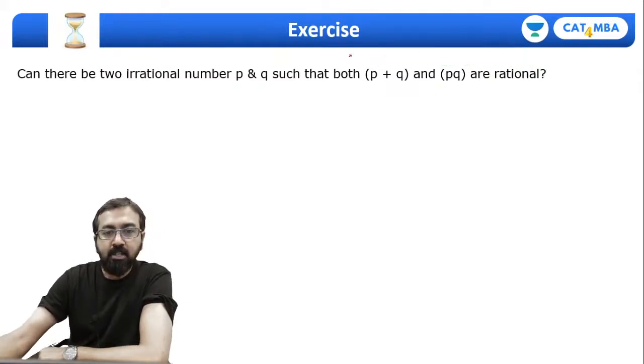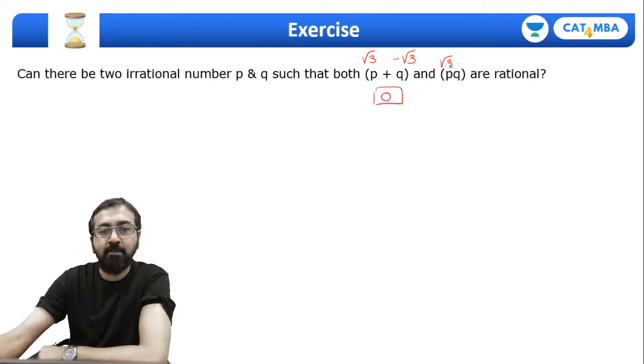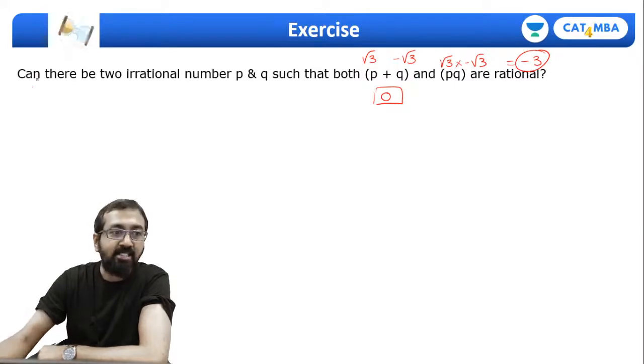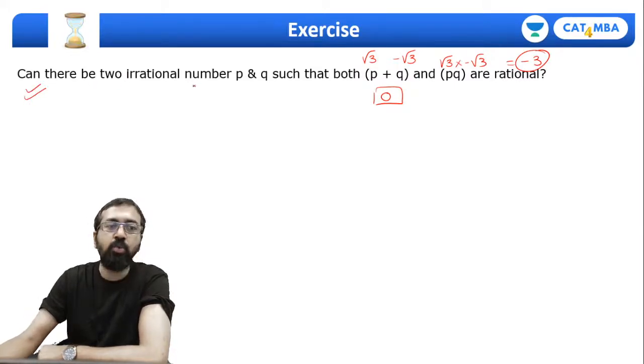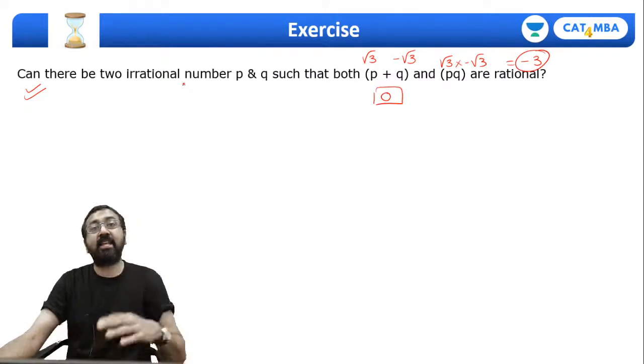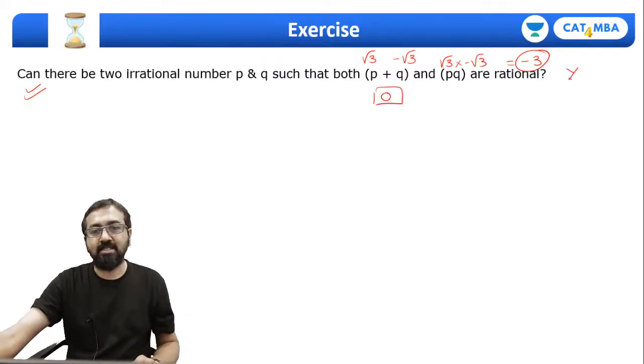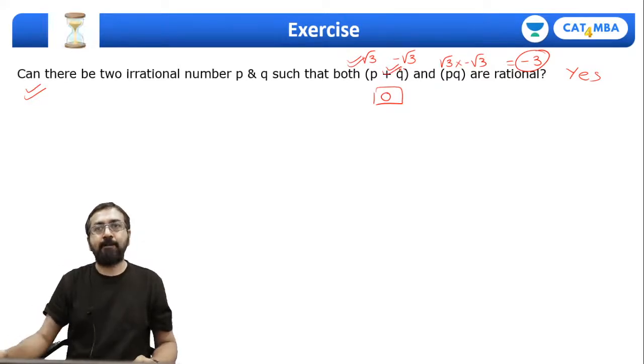See, if I take P as root 3 and Q as minus root 3, right? So root 3 minus root 3 कितना हो जाएगा? 0 हो जाएगा कि नहीं? And 0 is a rational number. In fact, if you take P as root 3 and Q as minus root 3, then the product will also be equal to minus 3, which is again a rational number. So yes, it's possible. And see, look at the question. Can there be two irrational numbers? So yes, there can be. So I'll say yes to this one. So please note down this value for P and Q, right?